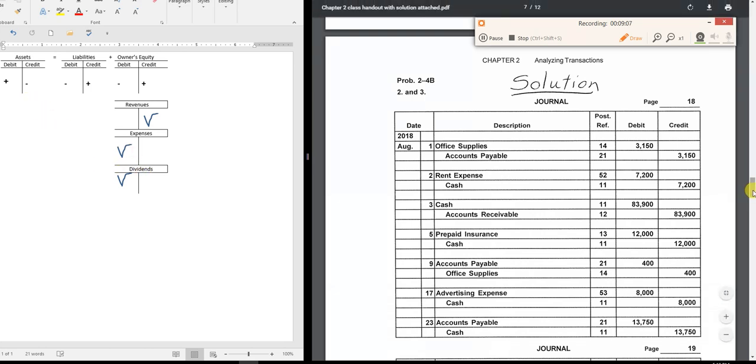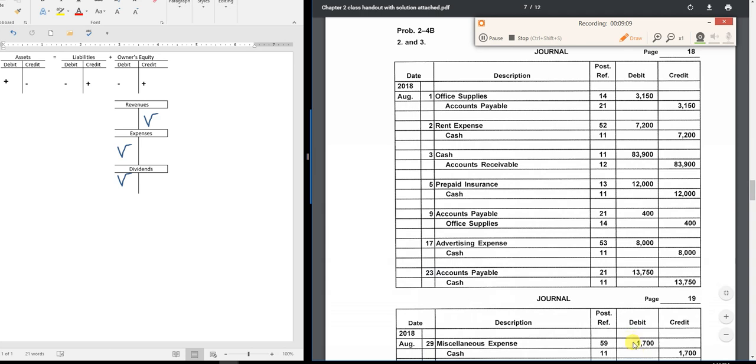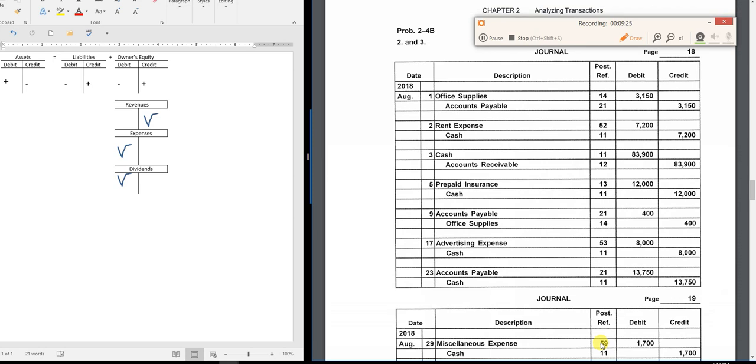So I debit miscellaneous expense, and I credit cash. Just a reminder, debits always come first. Credits are indented. I'm not really sure if your online homework indents credits or not, but credits are always indented. Again, posting reference, you may have to put those in this chapter, but probably beyond chapter 3 or 4, you won't have to put those again.